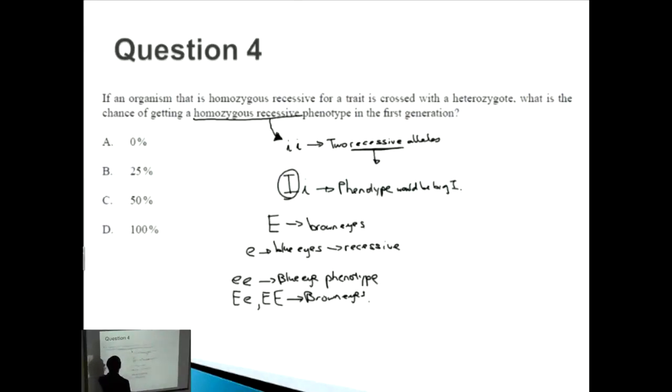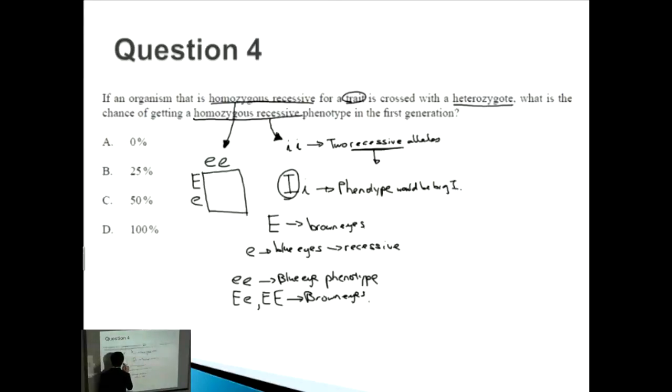So if we bring that back to our example here, if an organism that is homozygous recessive for a trait, so let's talk about this trait as having blue eyes, is crossed with a heterozygote, what is the chance of getting a homozygous recessive phenotype in the first generation? So let's draw our Punnett grid again. Homozygous means that there are two copies of that particular allele. In this case, our recessive phenotype can be our blue eyes, so they have little e, little e genotype. Homozygous recessive is crossed with a heterozygote. Heterozygote means not homozygous, which means that it would be big E, little e.